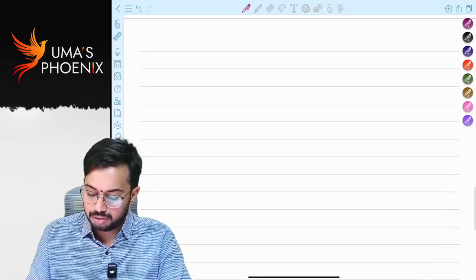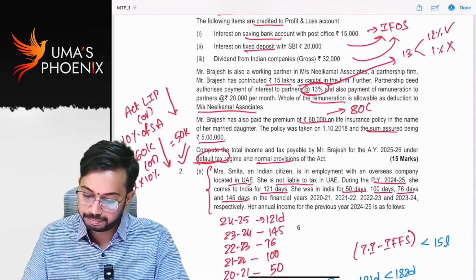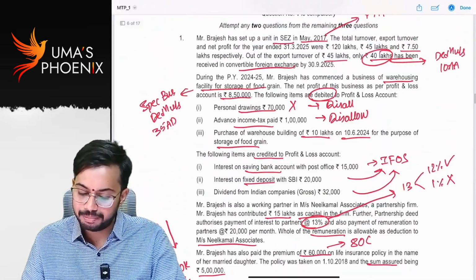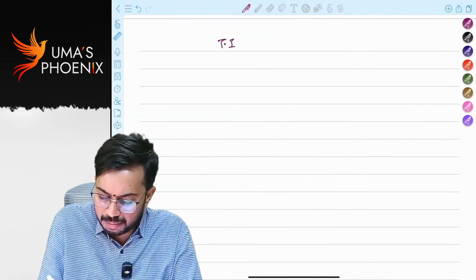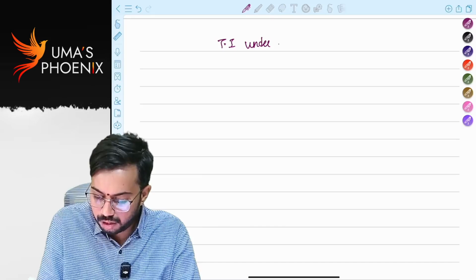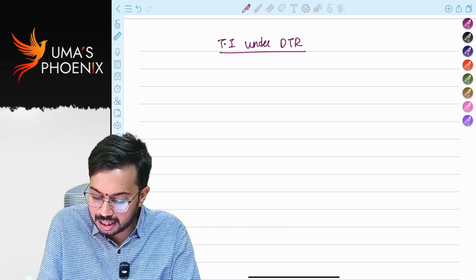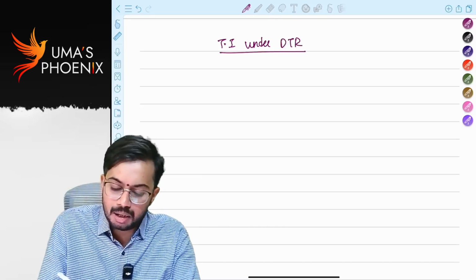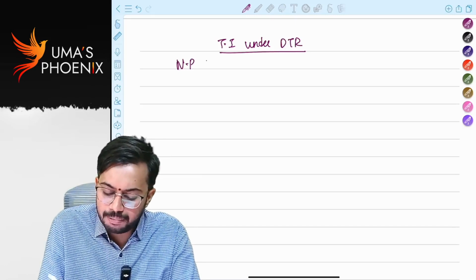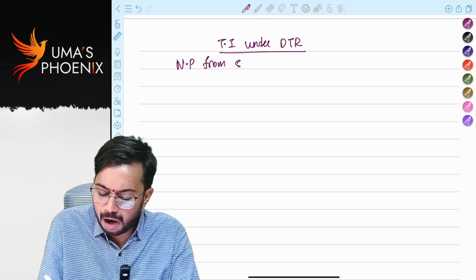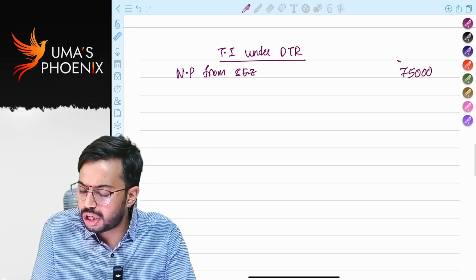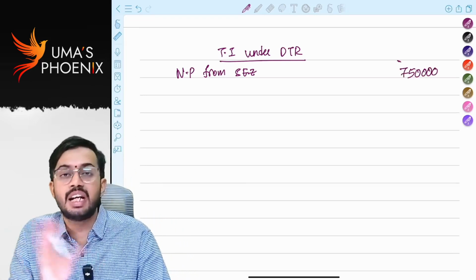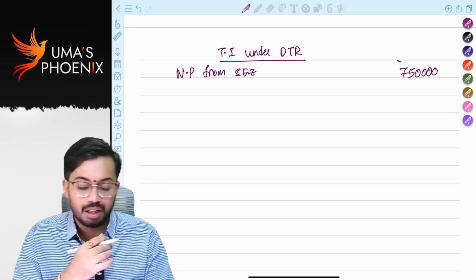So, shall we calculate the income? Under the default tax regime, total income under default tax regime. How much is net profit from SEZ business? Net profit from SEZ business is 7,50,000. Don't claim deduction under section 10AA. Deduction under section 10AA is not allowed.